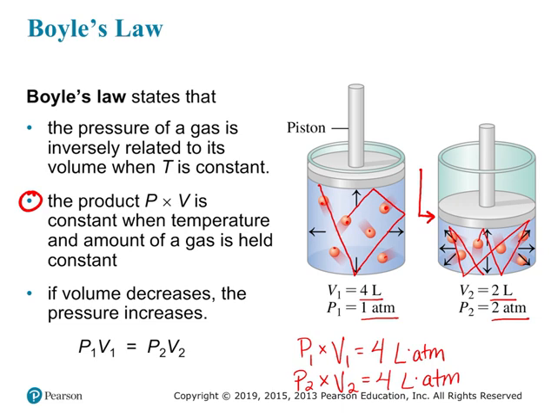So now we can write a law or an equation where P1V1 equals P2V2. This is similar to our dilution equation, right? C1V1 equals C2V2. Except here we're thinking about pressure instead of concentration.